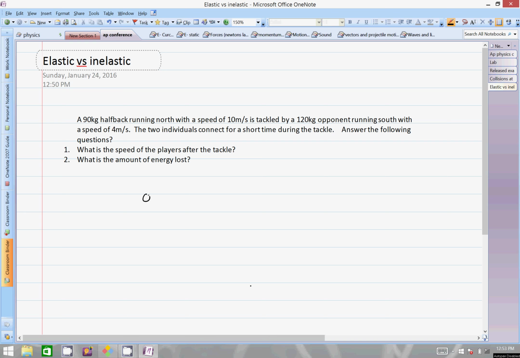We have an individual who is going to be running in this direction, apparently having a football. This person weighs 90 kilograms and is running at 10 meters per second. We have another guy running in this direction, and he weighs 120 kilograms and is moving at 4 meters per second. These two people will collide, forming some sort of tackle component.